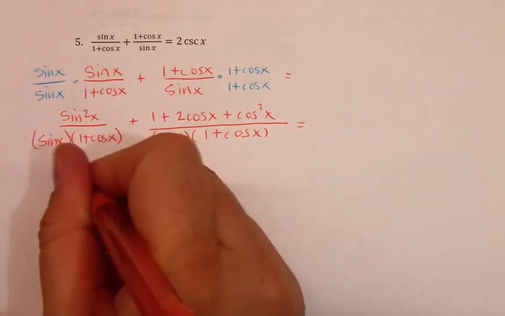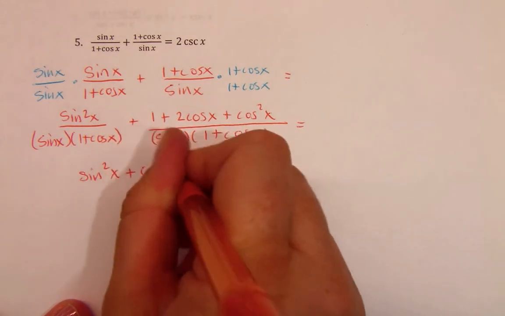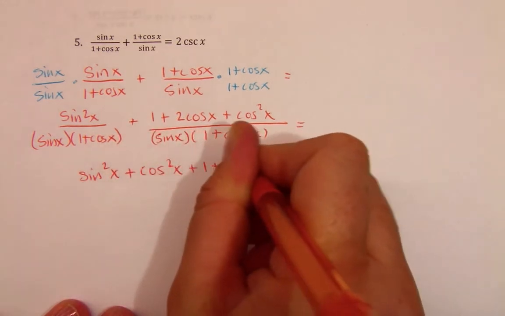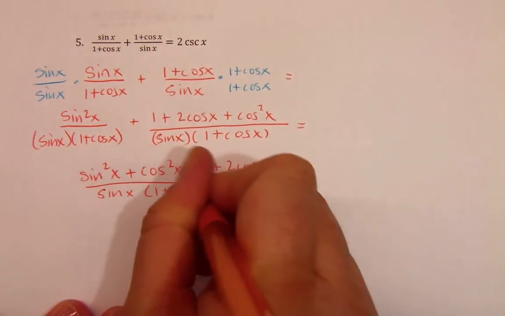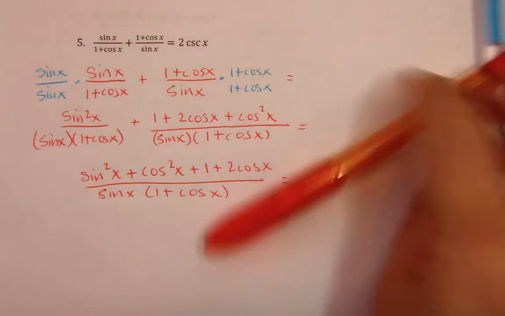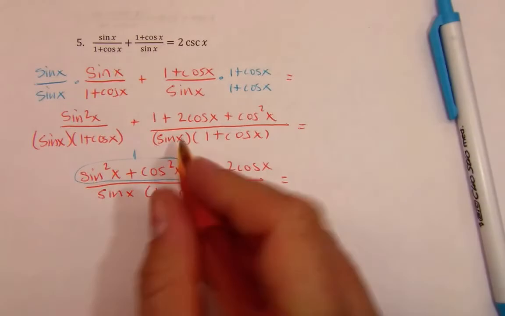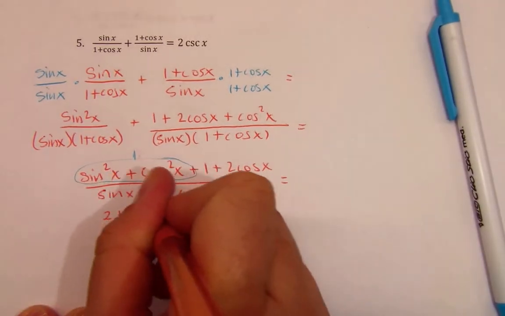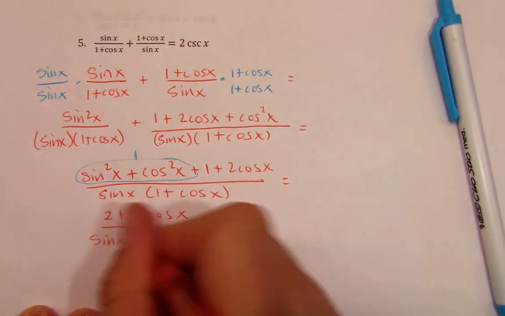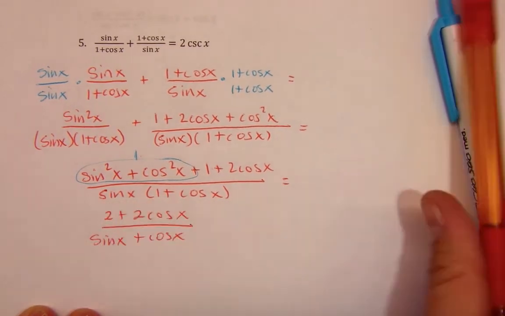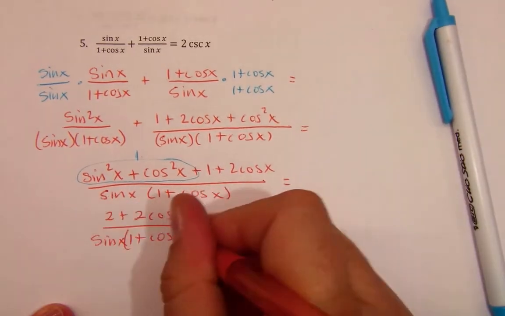So I have sine squared x plus, and I'm going to reorder these things so we can see something happen here. And we know that this right here is equal to 1 from those Pythagorean identities. So I have 1 plus 1 is 2 plus 2 cosine x over sine x plus cosine x. Oops, plus times 1. There we go.